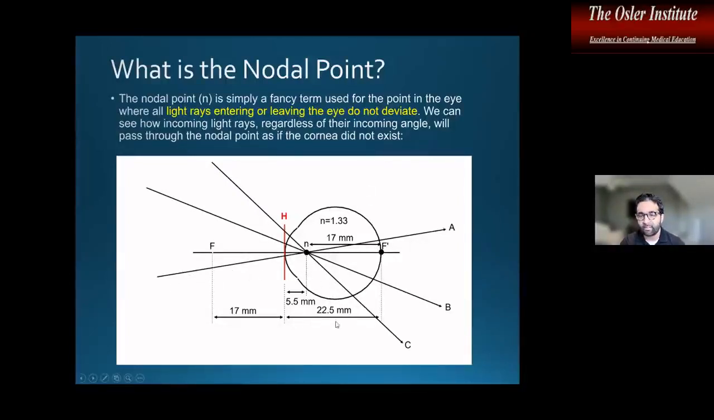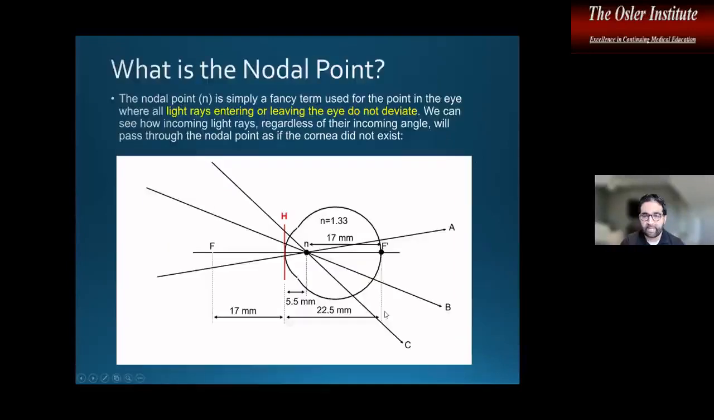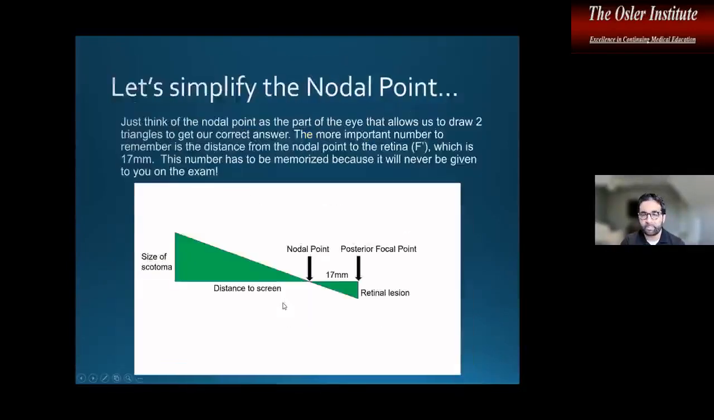So the biggest thing here, assuming you have a 22.5 millimeter axial length eye, is this magical number of 17. So you have to know this number of 17, which is the distance from the nodal point to the retina, which is defined as f prime. So you just have to know this number 17. So if we take this complicated diagram and simplify this to similar triangles, we'll basically say that the nodal point is where these two triangles will connect. 17 millimeters is always going to be this fixed distance from the nodal point to the posterior focal point, which is going to be the retina.